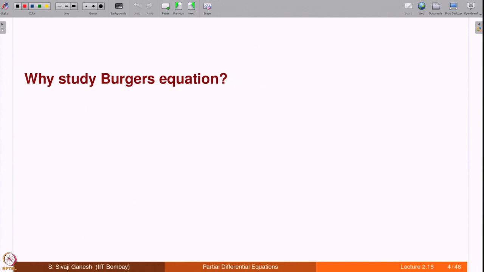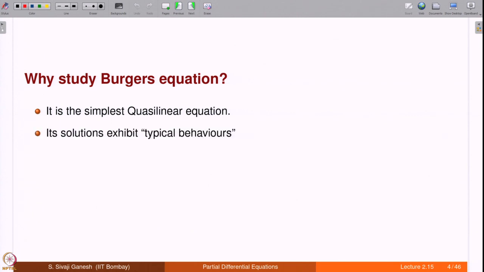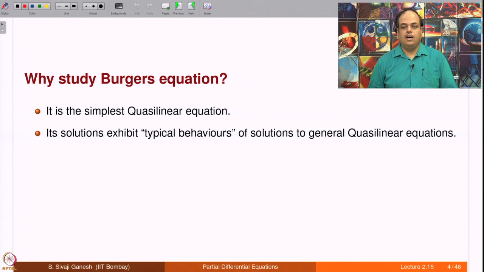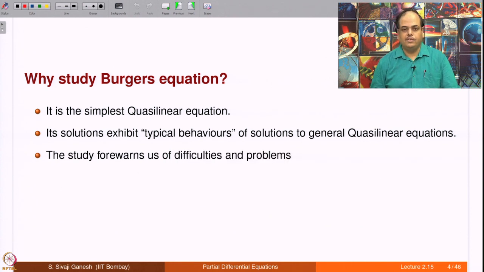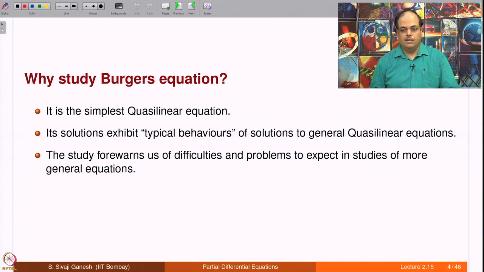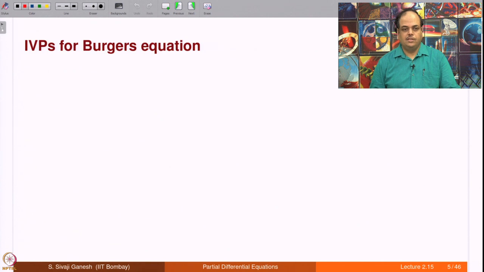So, the question is why study Burgers' equation, why study this special equation? It is the simplest quasi-linear equation. Its solutions exhibit typical behaviors of solutions to general quasi-linear and hence even nonlinear equations. And the study tells us to be ready for certain surprises that we may find in studies of more general equations.